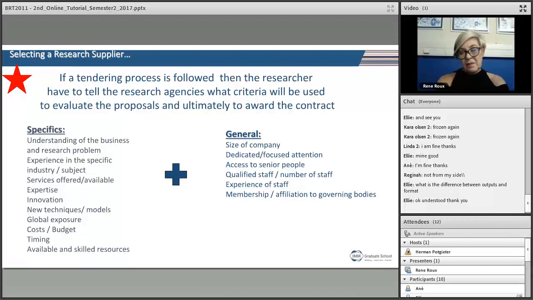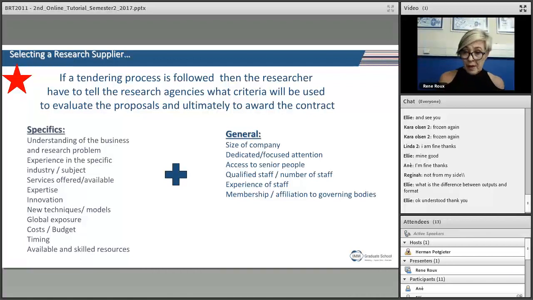How big is the company? And here you have to understand that there are many research companies. Some of them are smaller and will subcontract parts of the research project. They, for instance, will subcontract the interviewing to another company because they don't have their own interviewers. They will subcontract the data capturing to another company because they don't have their own data capturing. Or they will subcontract the PowerPoint presentation to another company. So you really have to understand how big is the company.